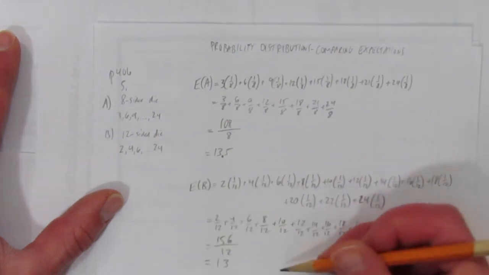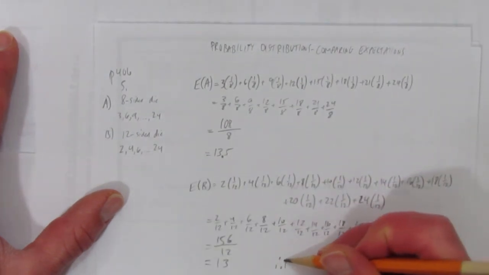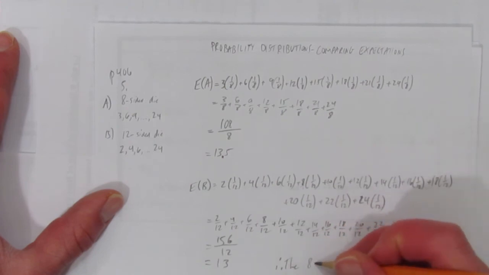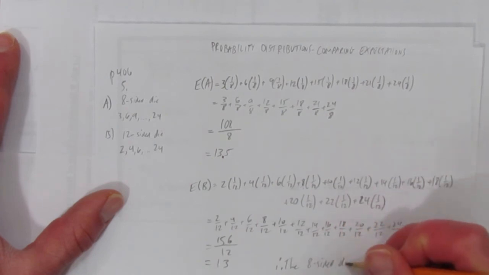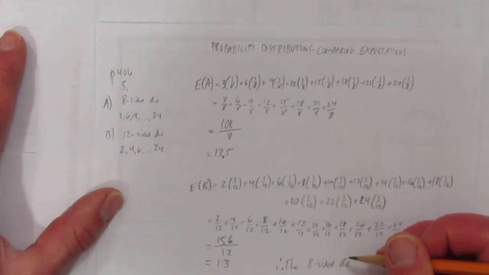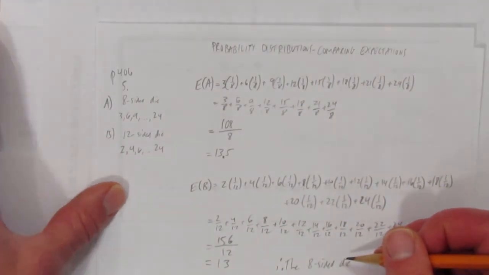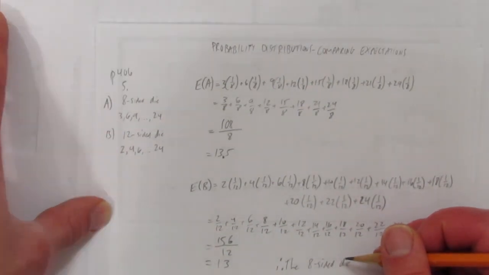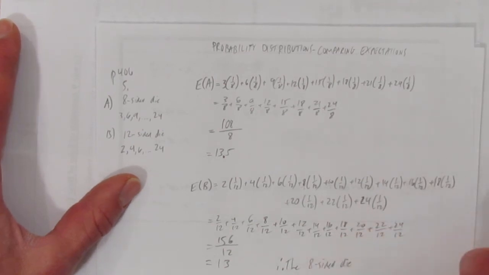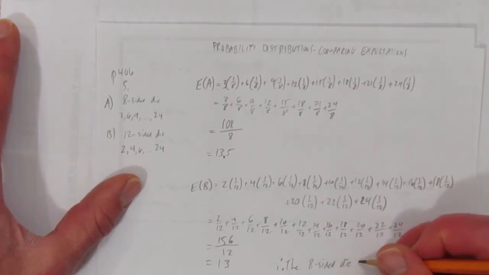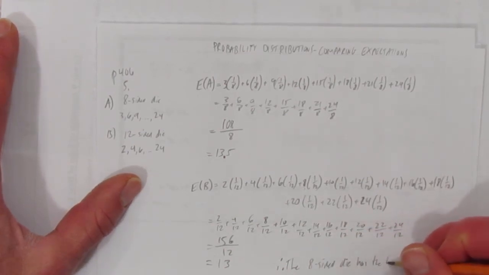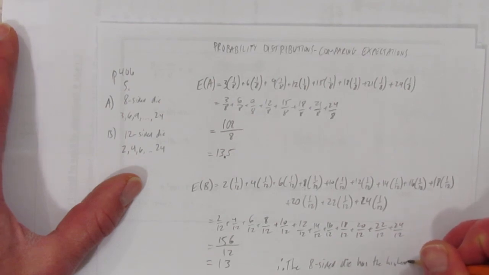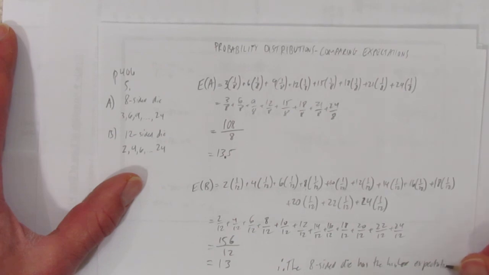Which means, to conclude, therefore, the 8-sided die is better. And what did the question ask? It didn't word it as better. The question was more asking which one has the higher expectation. I think it's better, but that's because the 8-sided die has the higher expectation. So that's how to compare expectations using distributions.